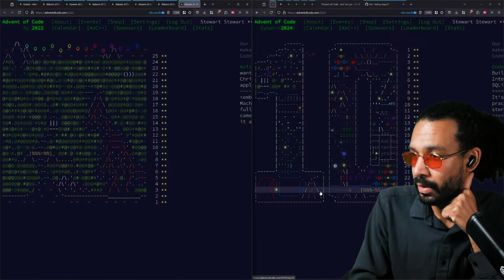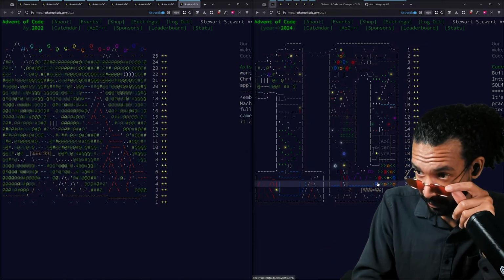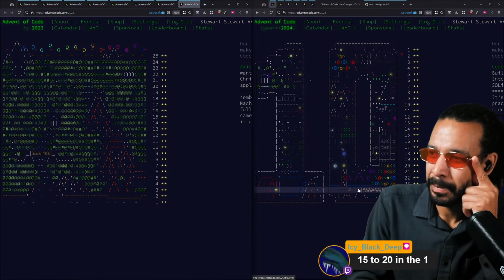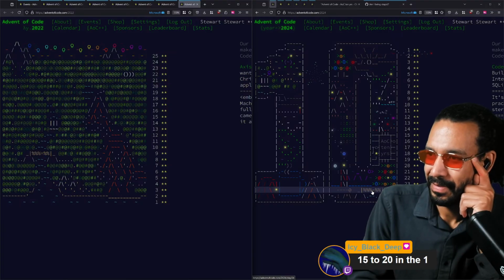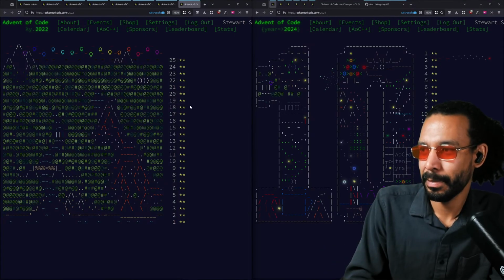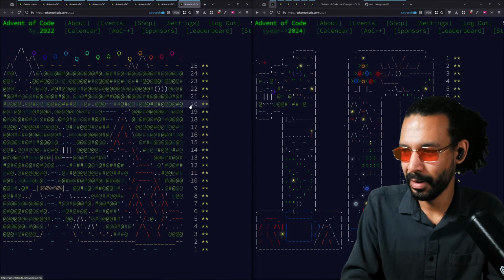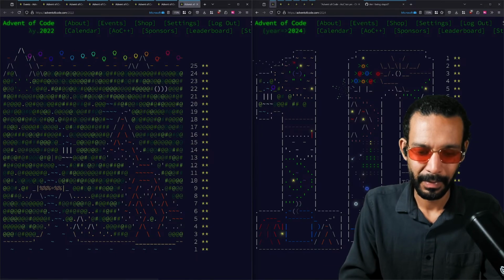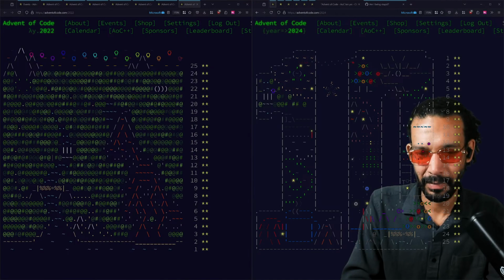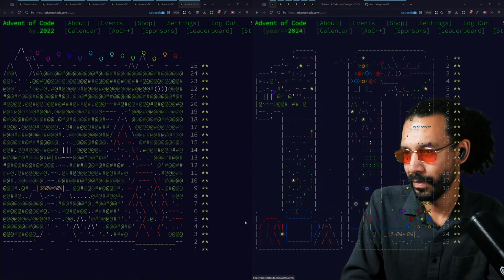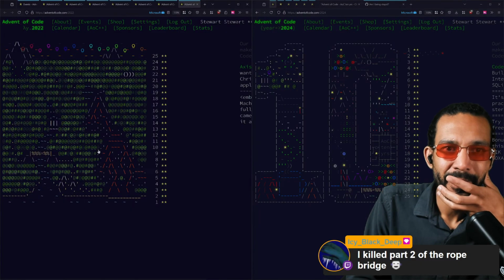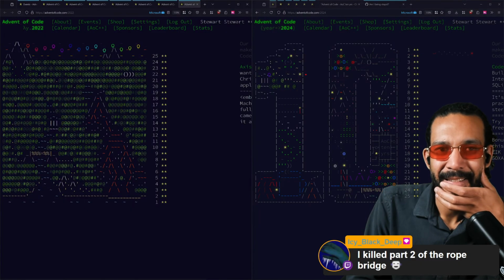I don't know if there's another jungle reference here. Oh, nope. This here. This is the rope bridge. Do you remember the rope bridge problem? And I feel like every time the monkeys showed up, it ended up becoming a hard problem. I'm blocking this with my head, aren't I? You killed part two of the rope bridge. I'm sure that felt good.